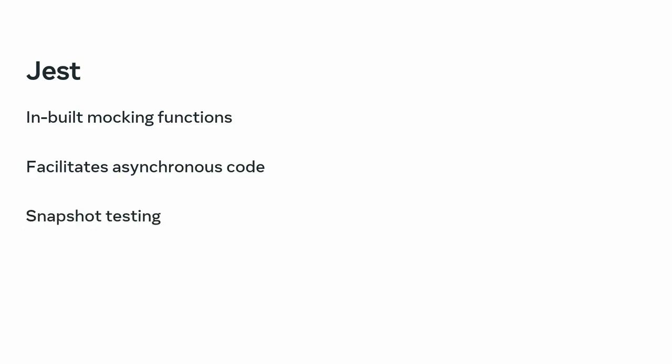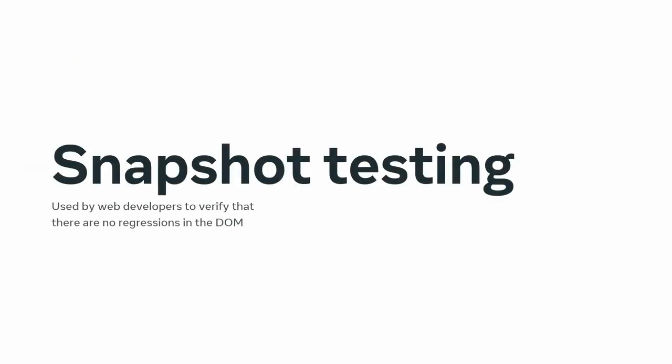Finally, Jest allows you to perform snapshot testing. Snapshot testing is used by developers to verify that there are no regressions in the DOM of our apps after some changes to the codebase are made. You're now familiar with the concept of testing your JavaScript code using the Jest testing framework. Great work! In this video, you'll explore how to install the packages needed to test your JavaScript code in the Jest framework, as well as how to set up a test.